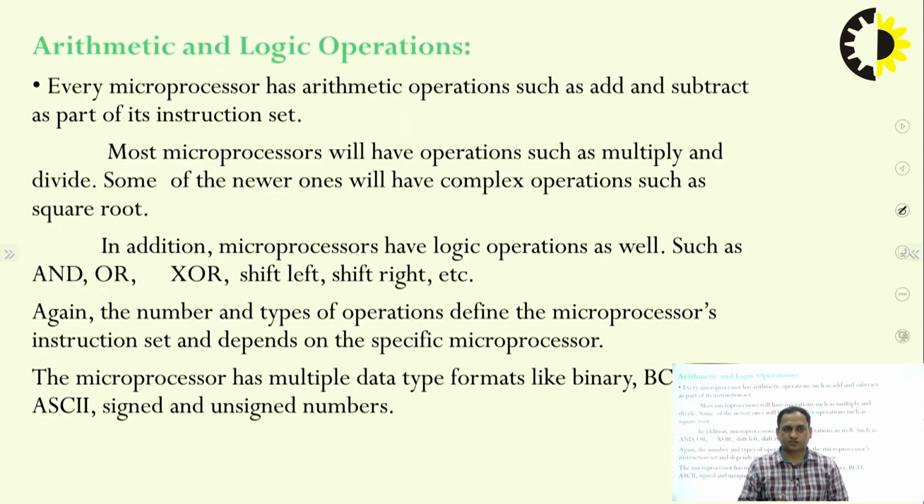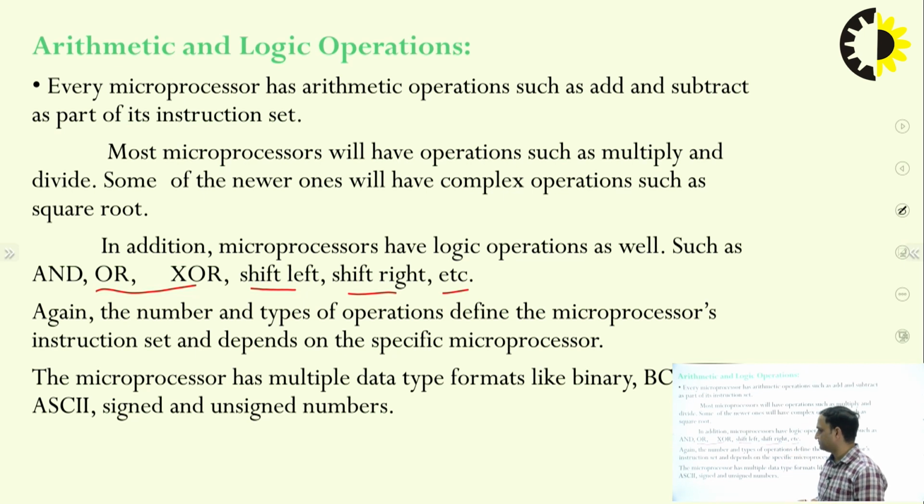Arithmetic and logical operations. This is the part of the microprocessor which performs different operations, arithmetic operations and logical operations. Arithmetic operations, simply we say the addition and subtraction, are part of the instruction set, and logical operations are the operations where we perform logical AND, logical OR, XOR, XNOR, and so on, or shift left, shift right, etc.